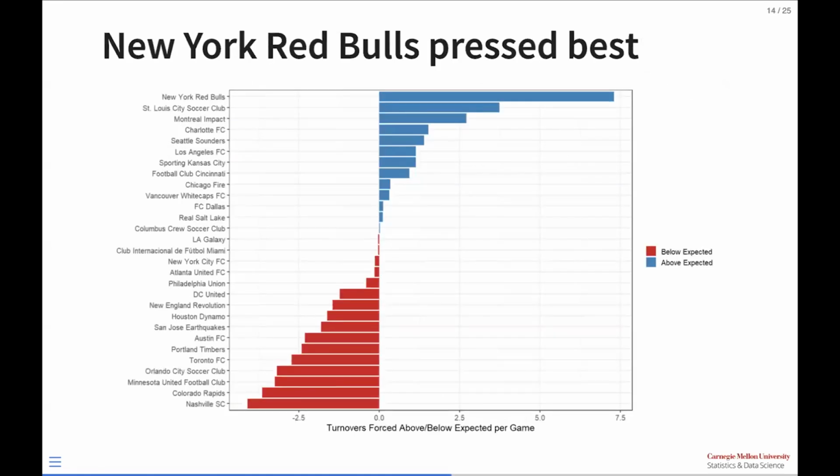And after looking at the team rankings, we could see that the New York Red Bulls, based on our models, forced more turnovers on average per game, and the Nashville SC were not able to force as many. And I believe that these kinds of plots could be used by a coach, or in post-match analysis or post-season analysis, to see how teams fared in their defensive abilities.